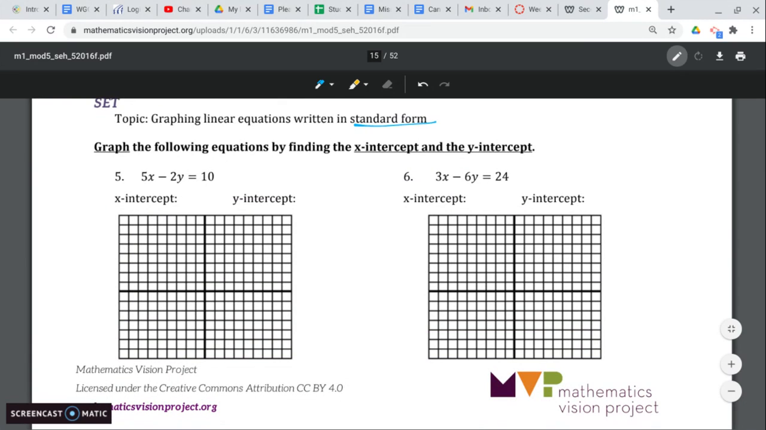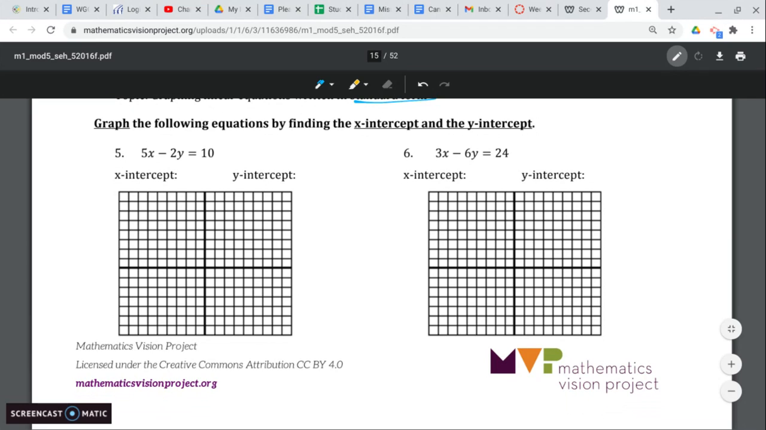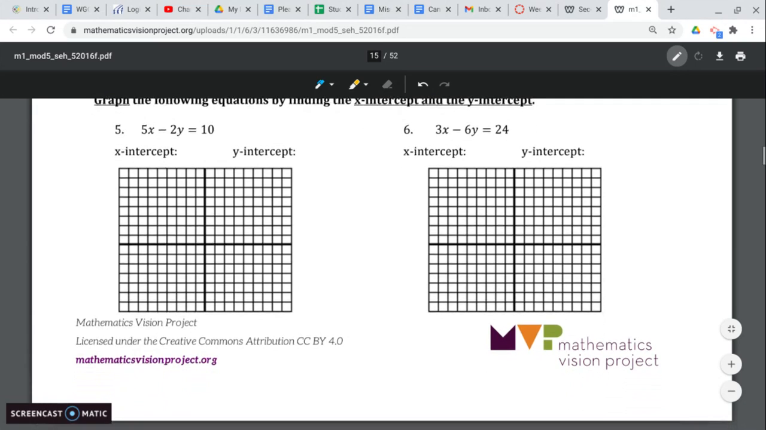All right, graphing linear equations written in standard form. Standard form is your keyword for this lesson. So graph the following equations by finding the x-intercept and the y-intercept. To find the x-intercept, we plug in a 0 for y, so that goes away. So we have 5x equals 10, so that means x equals 2. So our x-intercept is 2, 0. Then coming to our graph, there's the point 2, 0 right there.